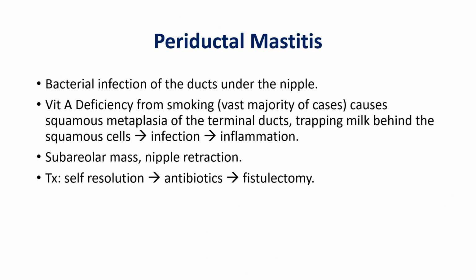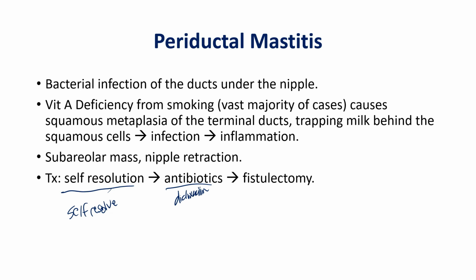So now, what is the treatment for all of this? The first line treatment is self-resolution. That means it's going to self-resolve in most cases. But if it does not self-resolve, then you give antibiotics. Just like we talked about earlier, you can give various antibiotics in this particular situation, but if it's Staph aureus, you'd probably want to give dicloxacillin. But that's usually more linked to mastitis.